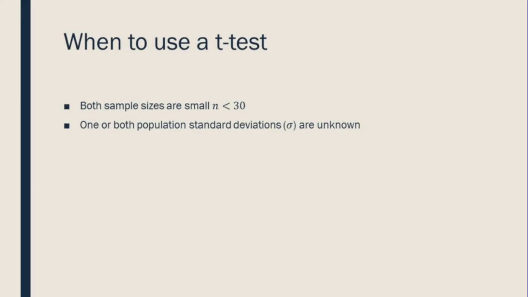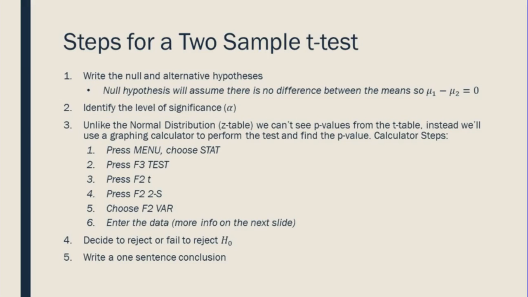So if we know only one of them, we have to use a t-test. If we know both population standard deviations, then we would be using a z-test, okay? All right, so here's our steps. Very similar to what we've been doing, write the null and alternative hypothesis.